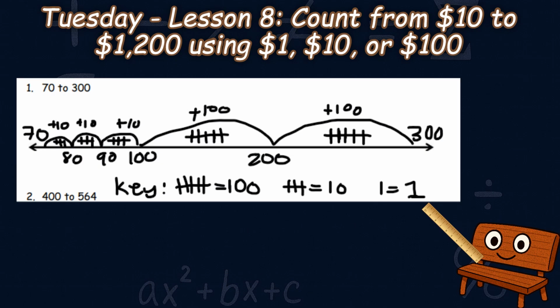Moving on from Monday, on Tuesday, we have lesson 8 that is going to be counting from $10 all the way up to $1,200, and you are only allowed to use $1, $10, or $100.